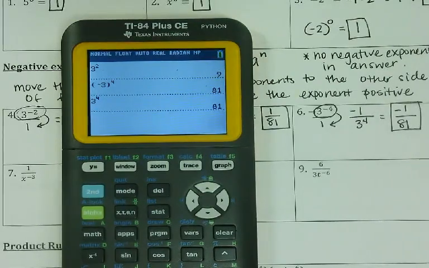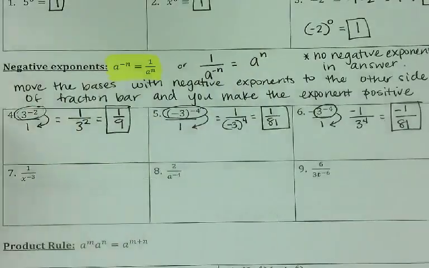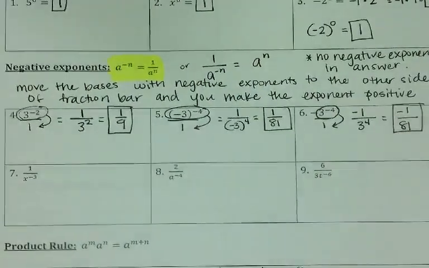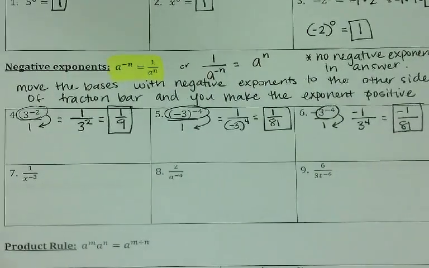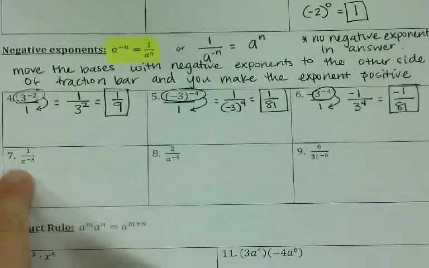This is not, I don't have this. Sorry. All right, so we have negative 1 over 81. You guys feel good about that? All right, let's take a look at this one right here.